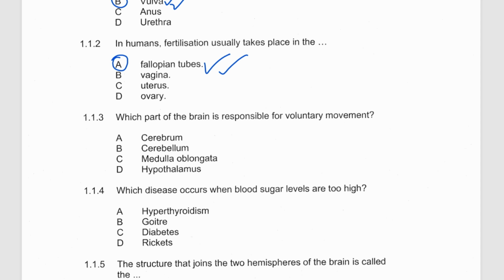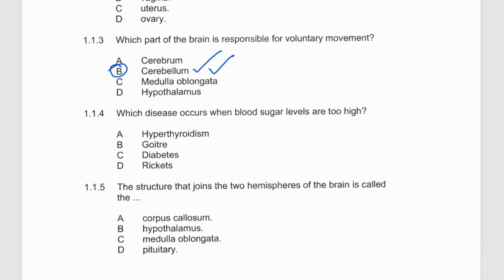We explained this yesterday. Which part of the brain is responsible for voluntary movement? When you talk about voluntary movement, it is different from voluntary actions. So when you say voluntary movement, it is the cerebellum. So the answer becomes B. So you get 2 marks there.